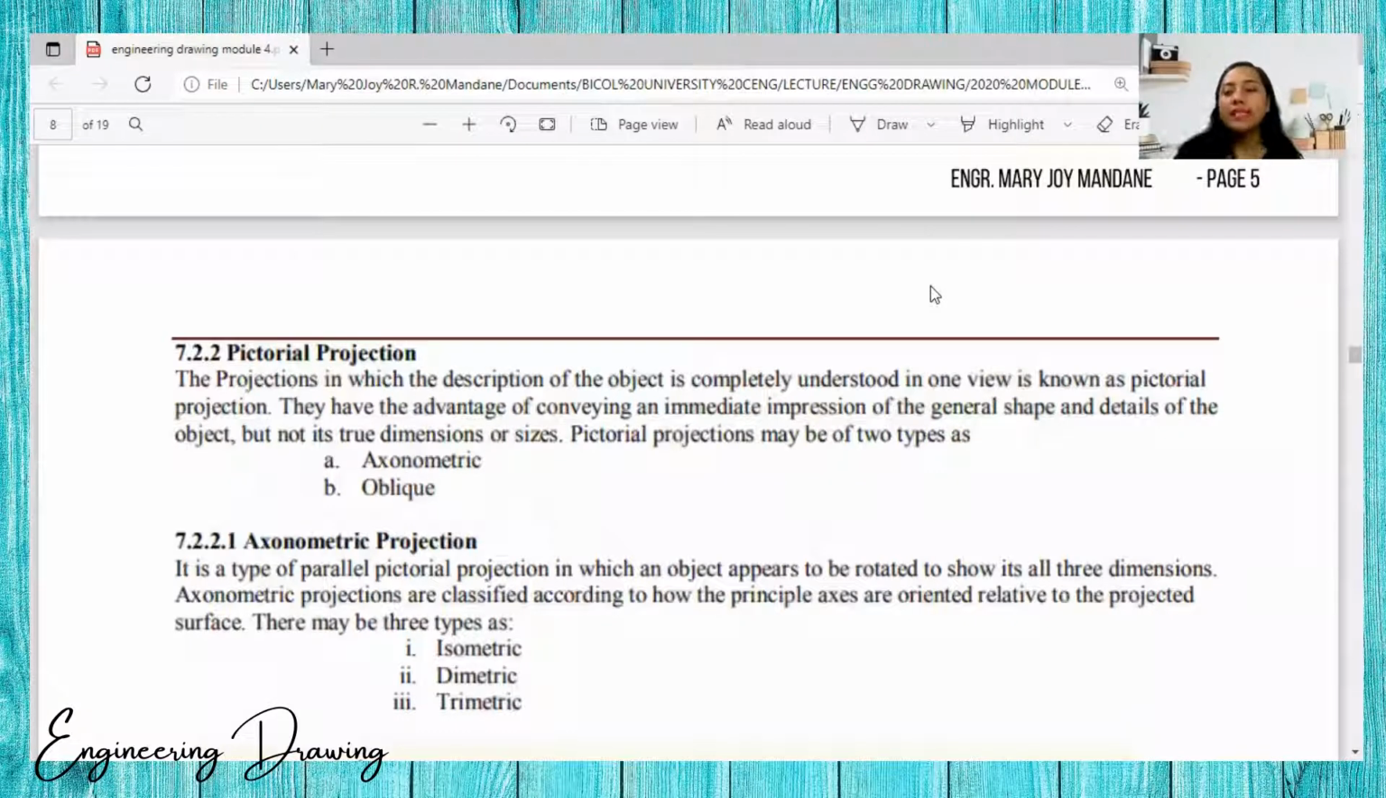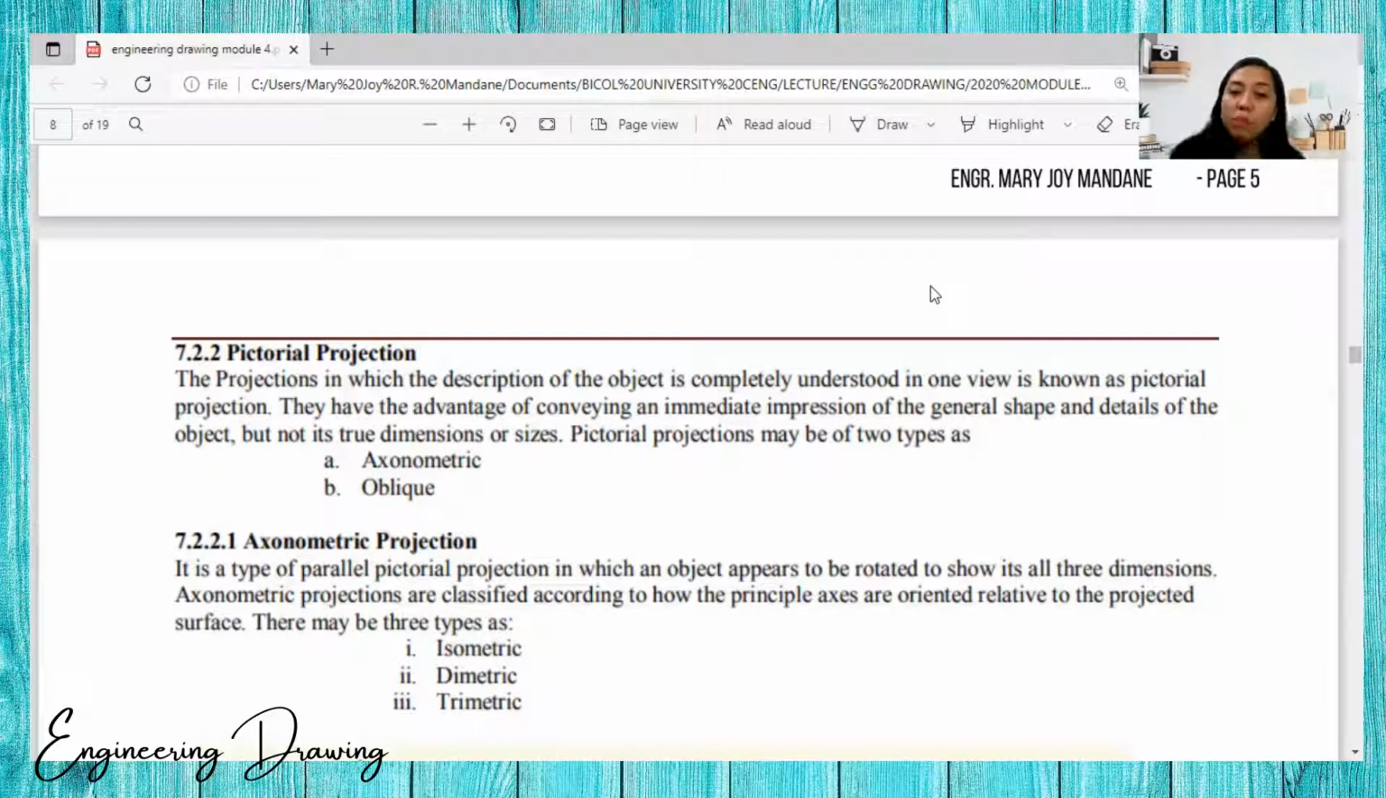Now, that's the orthographic projection. So what is the difference of this from the pictorial projections? The projections in which the description of the object is completely understood in one view is known as pictorial projection. They have the advantage of conveying an immediate impression of the general shape and details of the object, but not its true dimensions or sizes.